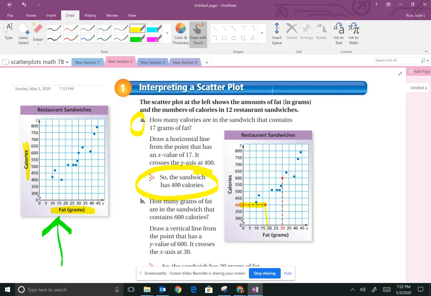Part B says how many grams of fat are in the sandwich that has 600 calories. On this one, you start on your y at 600, go across, and then go down until you get to your x, and you find out that it has 30 grams of fat. So the answer there is 30. That's just interpreting and reading a scatter plot.